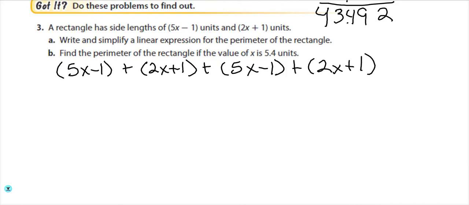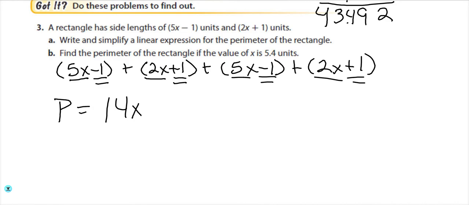All right, so I've got 5, 2 makes 7, and then 7 more. So 7 and 7 would be 14x. Negative 1, positive 1 is 0. Negative 1, positive 1 is 0. So it's just 14x. Okay, so the perimeter equals 14x units.